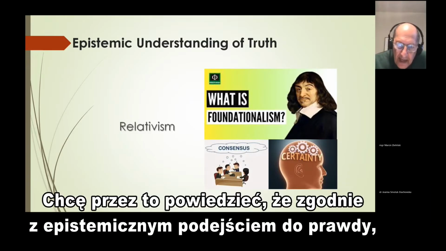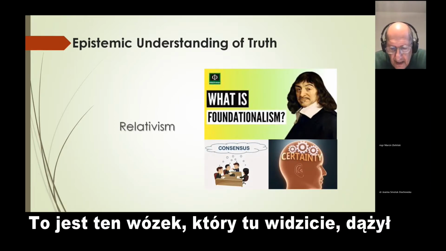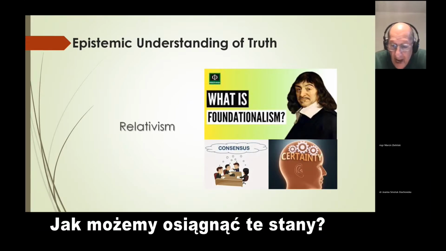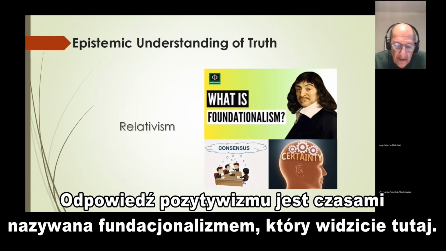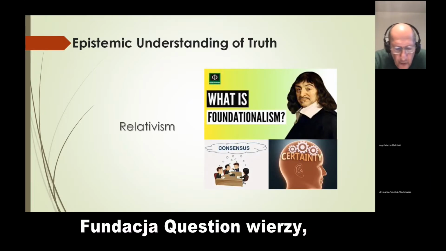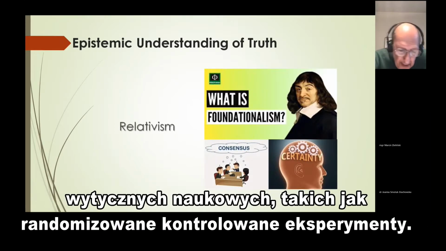What I'm saying is that according to the epistemic approach to truth, we reach the truth when we have certainty or consensus. That's Descartes you see here, who sought to reach certain truths about which he can be certain. How do we achieve these states? Positivism's answer is sometimes called foundationalism, which you see there.